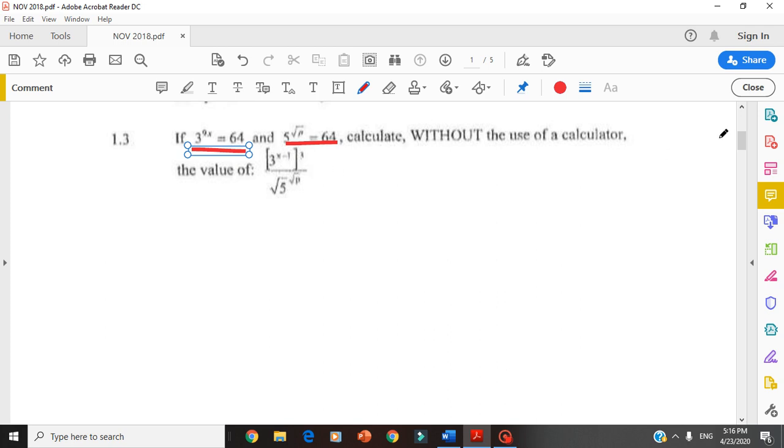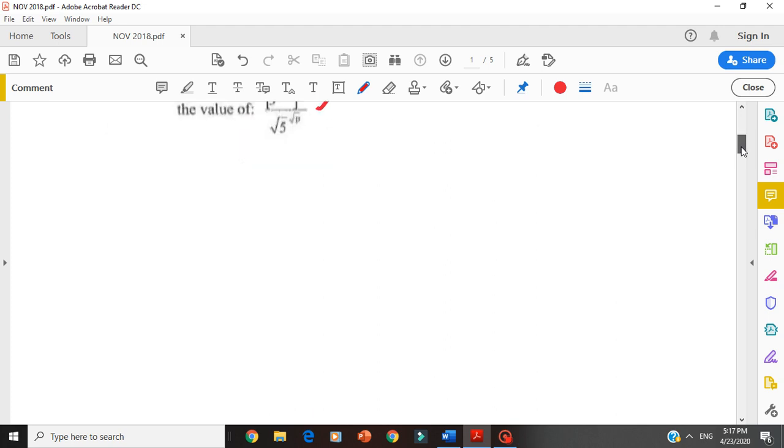So simply what you're going to do here is first write out this equation and solve for x. You know that you got 3 to the 9x. You can use natural logarithms to solve for that. And then you got 5 root p equals 64, so you can therefore find the value of p. And so if you got the value of p and the value of x, you can substitute it into this equation and problem solve. But let's go to the solution.